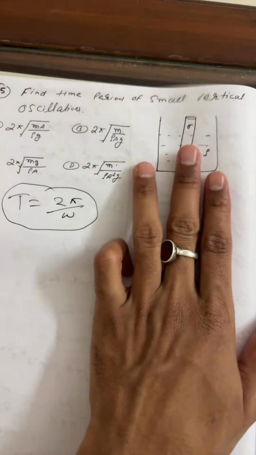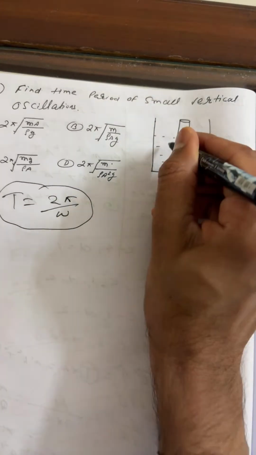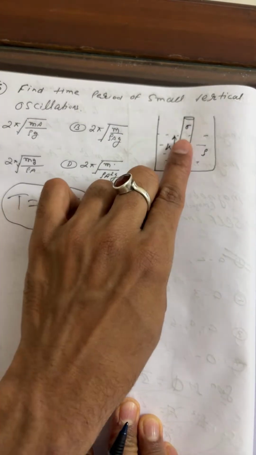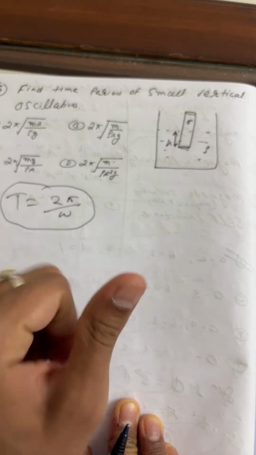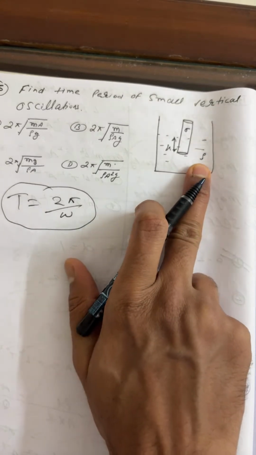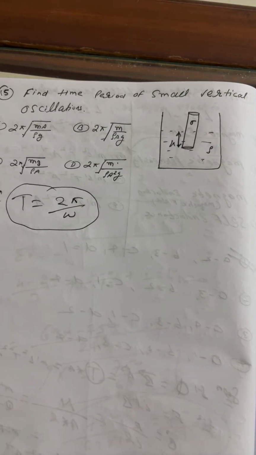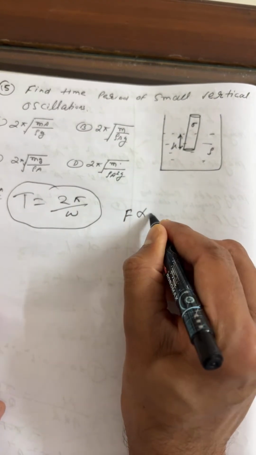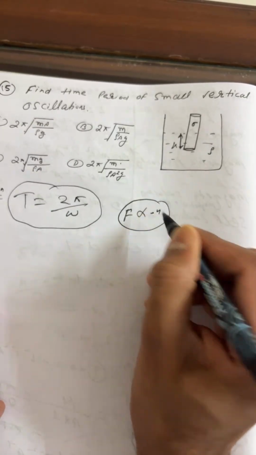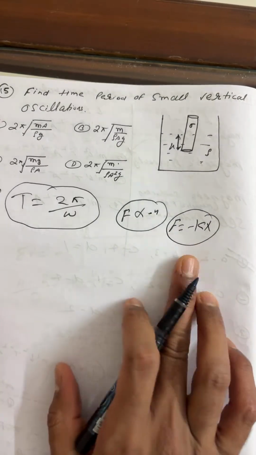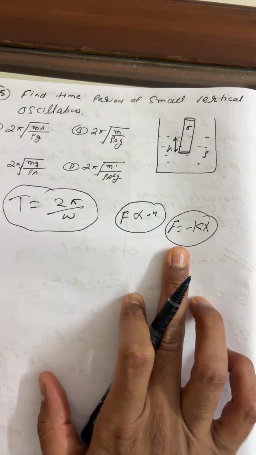Simple, beta. We just analyze this situation here. Let us suppose there is an object, where sigma is the density of the material and rho is the density of the liquid. So you know the volume under water. I can write the relation here: F is directly proportional to minus x, or you can say F is equal to minus kx. This is the basic principle to prove the equation of SHM.